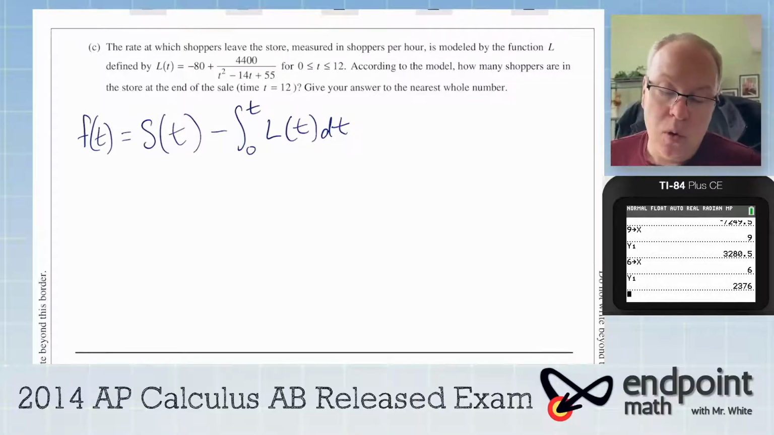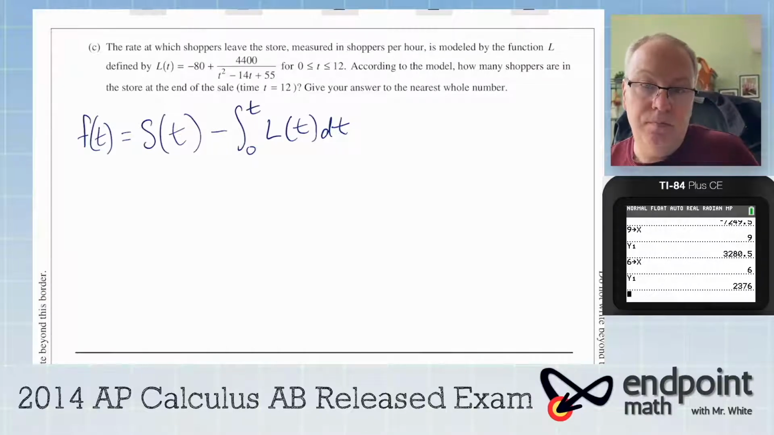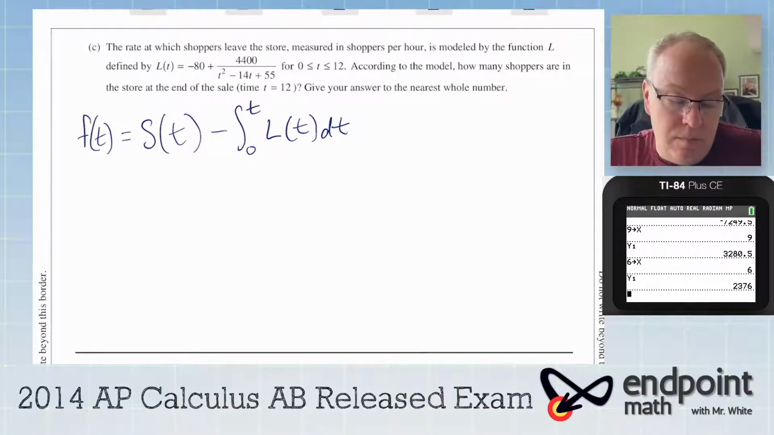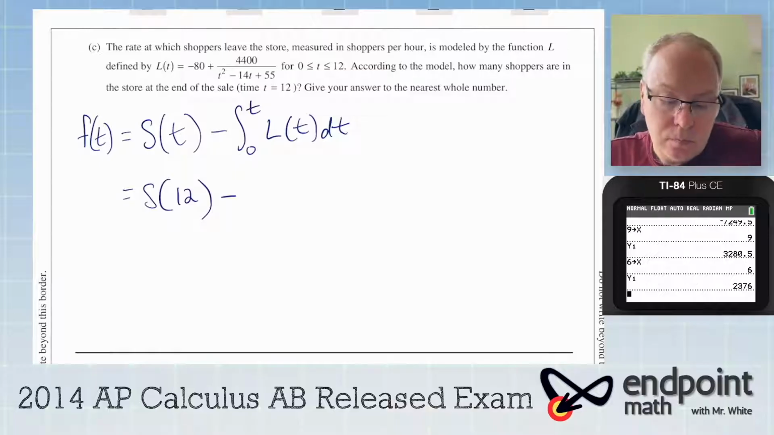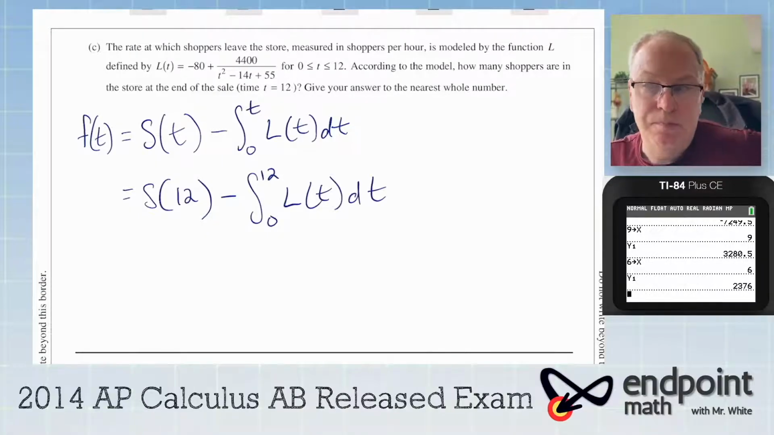All right, so according to the model, how many shoppers are in the store at the end of the sale? So we would have to do s of 12 minus the integral from 0 to 12 of L of t dt.